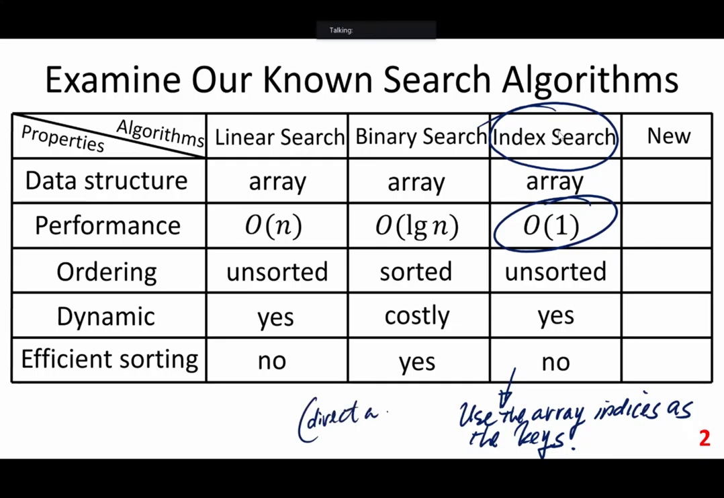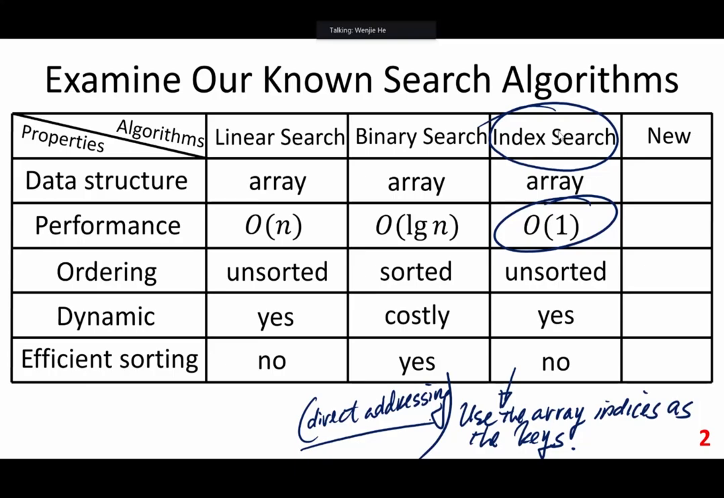Because the array is the address information, right? So another name for it is direct addressing. Then it is very fast, because when you have a key, that's the index. When you have an index, you can find the element directly, right? That's why we call it direct addressing.